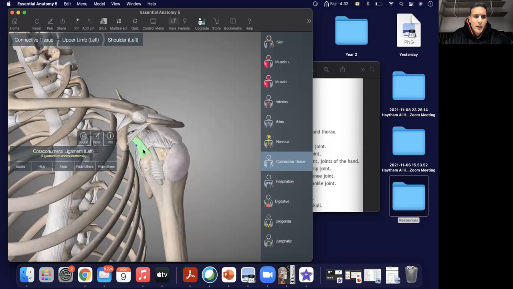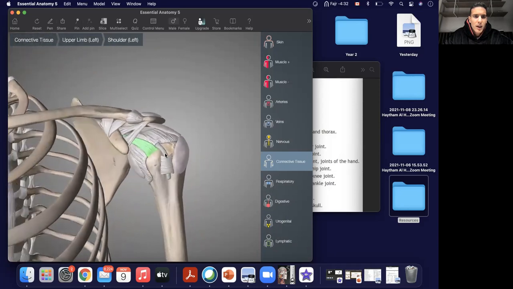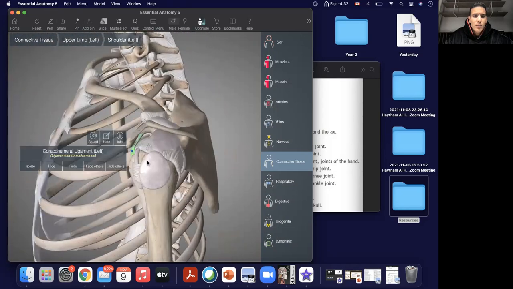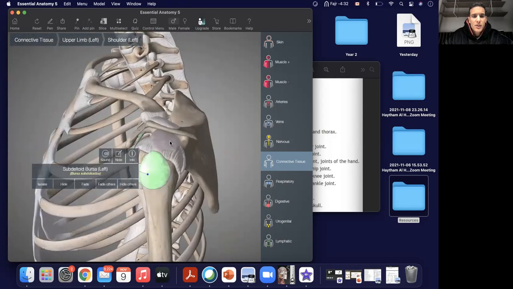Then we have this right here, the coracohumeral ligament. And I think these are all the ligaments that you have to know for this joint. And you have to maybe just go ahead further and discuss the bursae. This is subdeltoid. This is the subacromial.